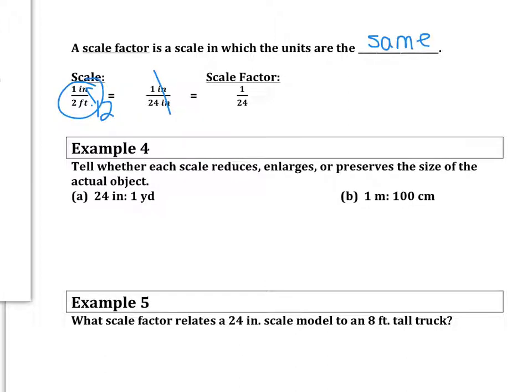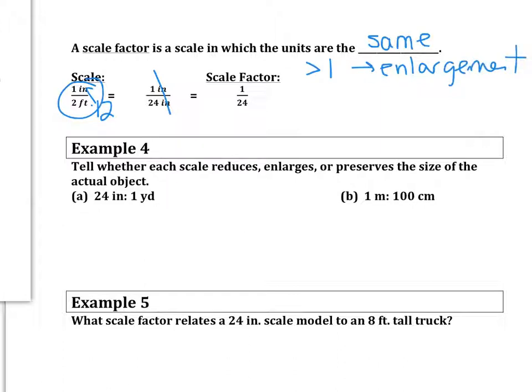So if you are then given a scale factor, you can identify if the object is getting larger, if it's getting smaller, if it's staying the same. And the words that we learned for that is if it is greater than 1, it is an enlargement. So we'll just say greater than 1 is an enlargement. And that means it's getting bigger, of course.